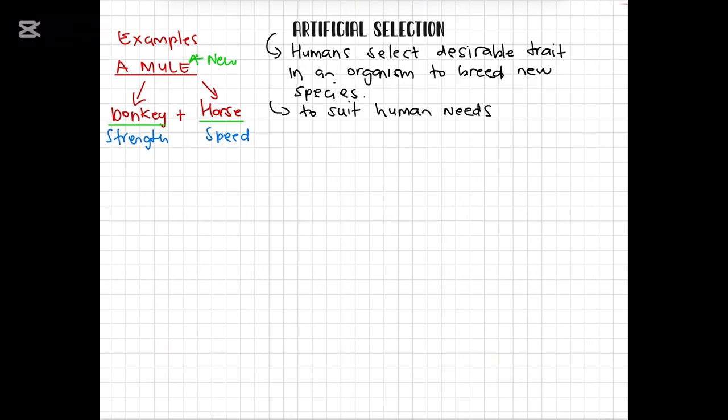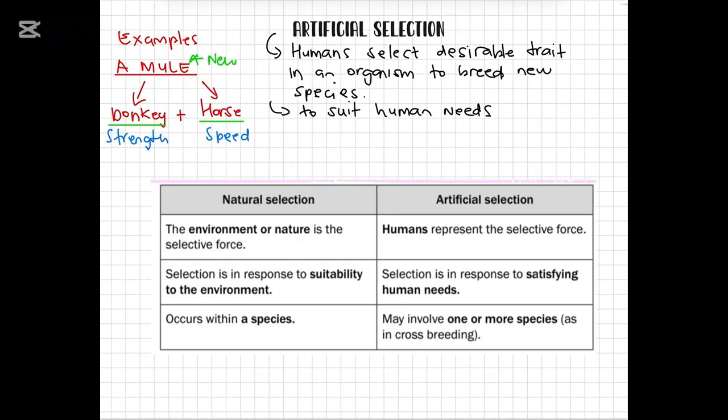We already know what the term species means. A species is fertile, while a mule is infertile. So for you to get a mule, you constantly have to mix a donkey and a horse. So the takeaway here is that in artificial selection, humans select their desirable characteristic to breed a new species, which is different from natural selection.